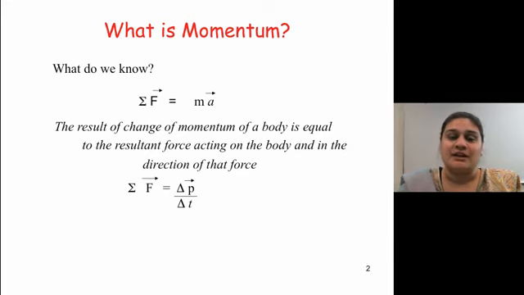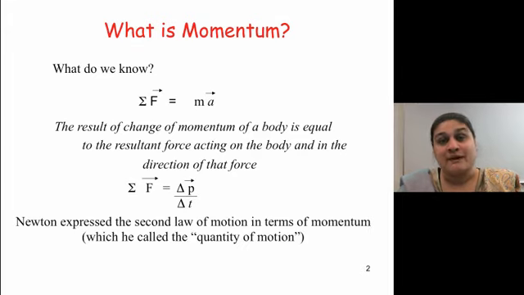So that F can also be written as delta P over delta T, where P is the momentum of the object. So the resultant change of momentum of an object is equal to the force acting on it and in the direction of that force. Newton actually did not express his second law of motion in terms of just ma, but he also expressed it in terms of momentum. And when he was expressing it in terms of momentum, he called it the quantity of motion.